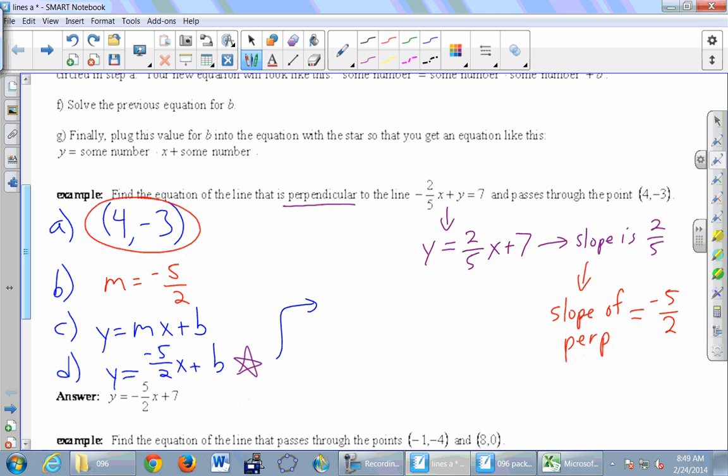So let's put it here. All right, what do we have here? Y. How much is y at the point that's circled? Negative 3 equals. We're just copying the equation at the bottom. Negative 5/2 times x. How much is x at the circled point? It's 4. Plus, how much is b? It's b. We don't know. You can see it just barely at the top of this screen. It's still there.